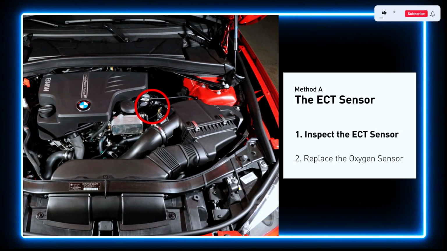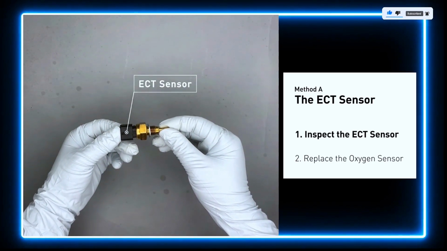In most cars, the primary ECT sensor is installed near the thermostat in the cylinder head. Remove the ECT sensor from the engine.